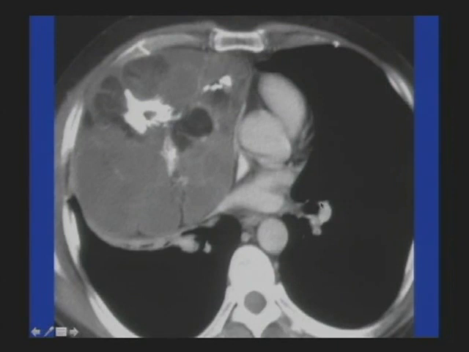This tumor is very different in that it's much more heterogeneous, and we see areas of both fat and bone, or at least calcium.